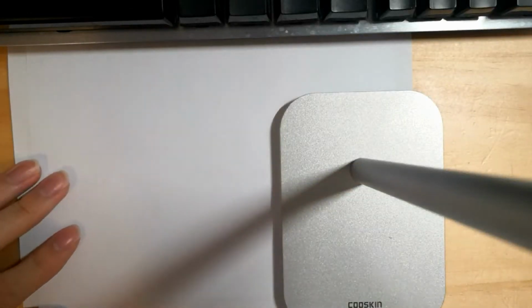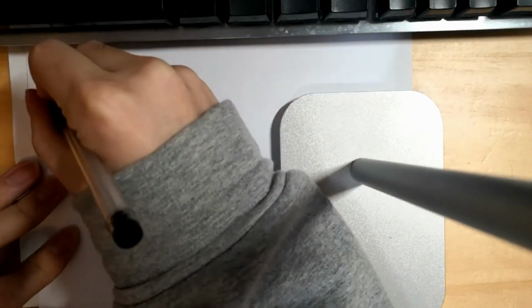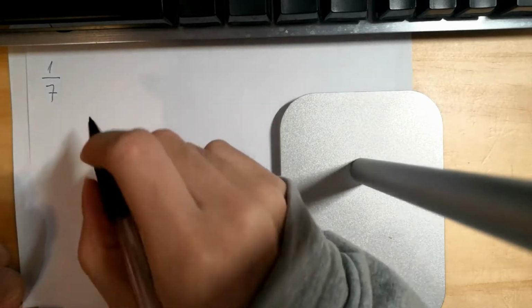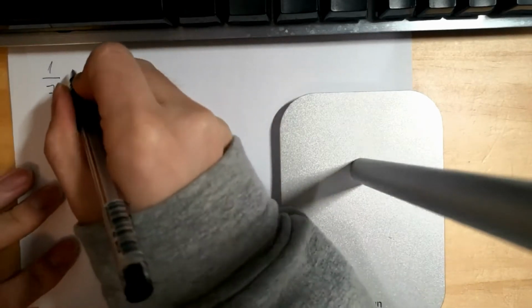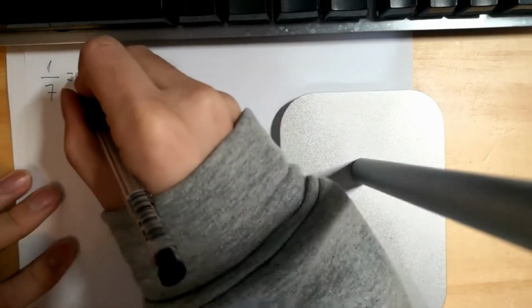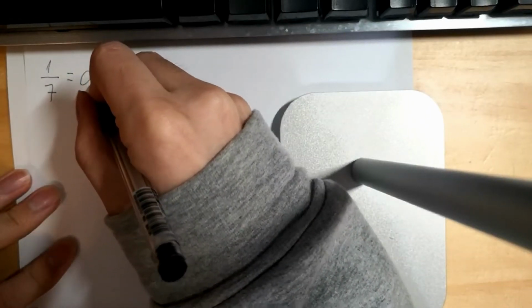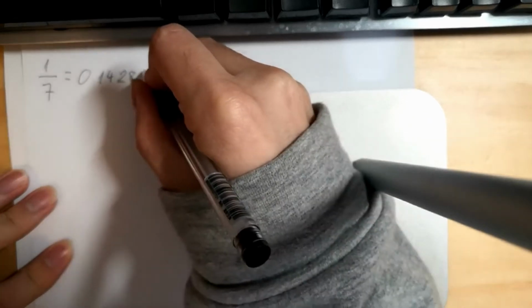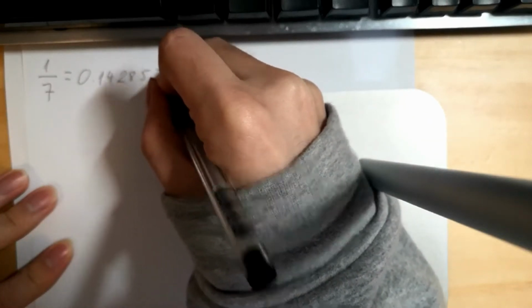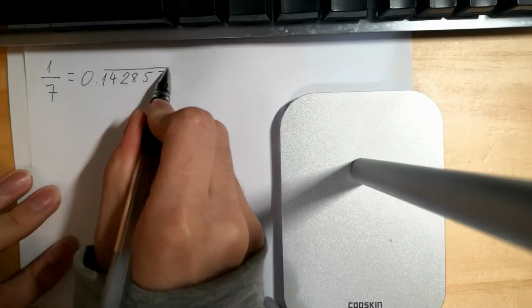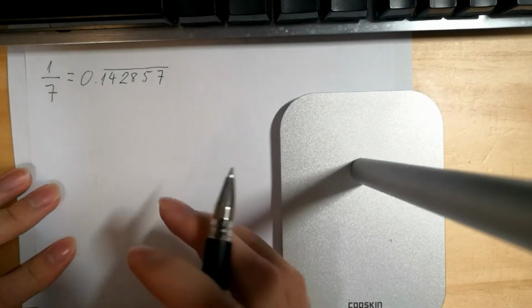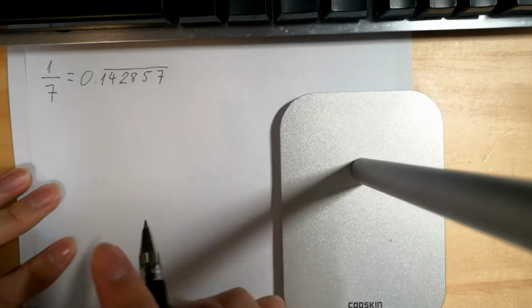Okay, so consider the fraction 1 over 7, right? Seems like a pretty weird fraction, but if you write it out as a decimal, you get 0.142857. And these 6 numbers repeat forever. That's weird, right? Why would it be these 6 numbers?